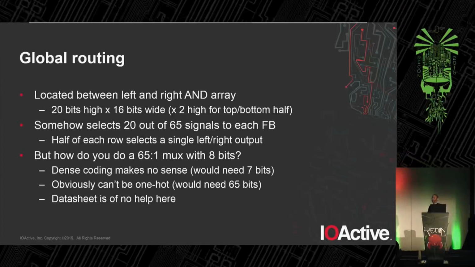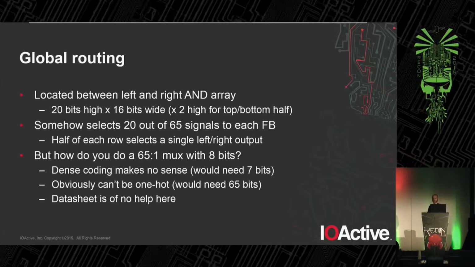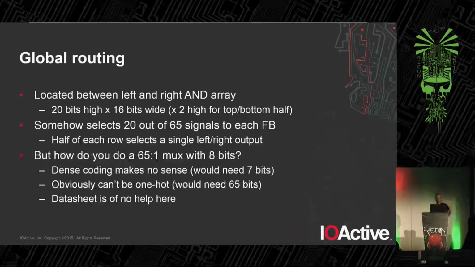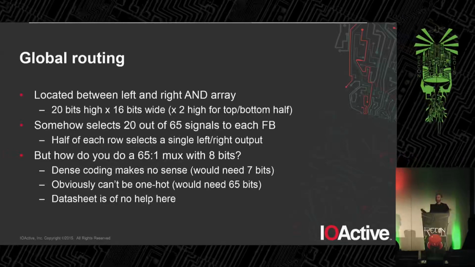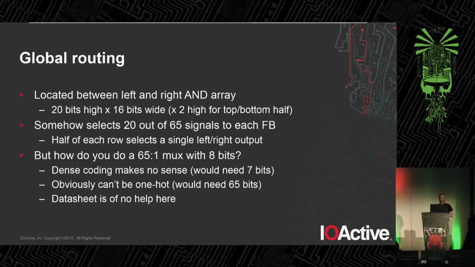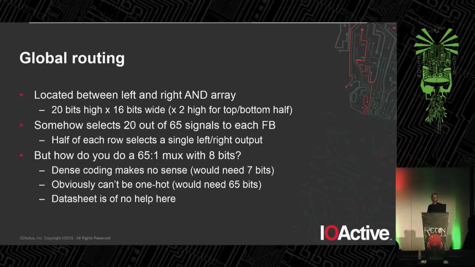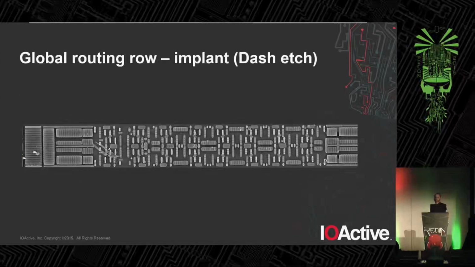How do you make a 65 to 1 mux with 8 bits? If you just had 0 to 65, you'd only need 7 bits. If it was 1 hot, you'd need 65 bits. So what sort of strange perverse code are they using here? The datasheet is of exactly no help. Well, time to get dirty.